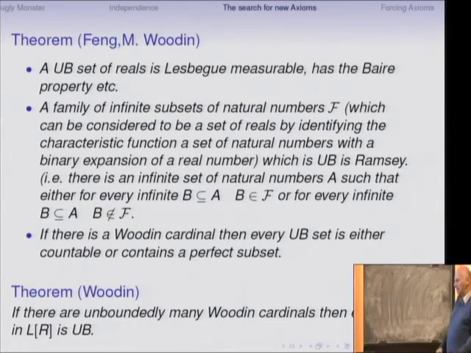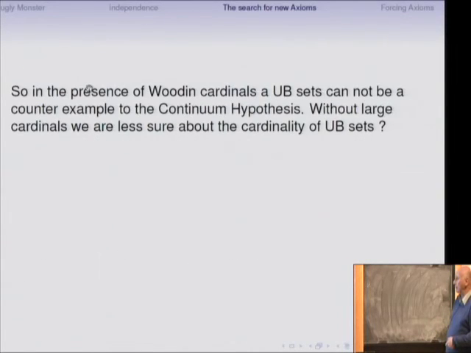And you keep many of the properties, like a set being equal to another. You have two universally Baire sets, described in a particular way. This one is equal to this one, then their extensions are equal. One is included in the other, then so are their extensions. So it's a very natural way of having a notion of extension. So in the presence of Woodin cardinals, a UB set cannot be a counterexample to the continuum hypothesis.